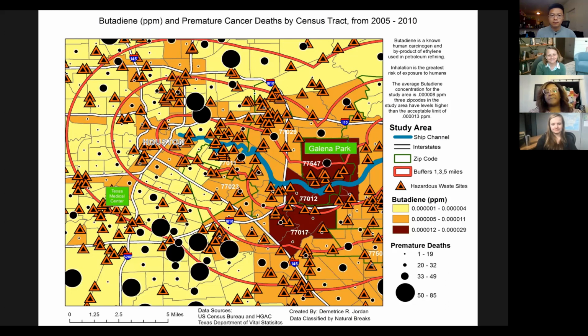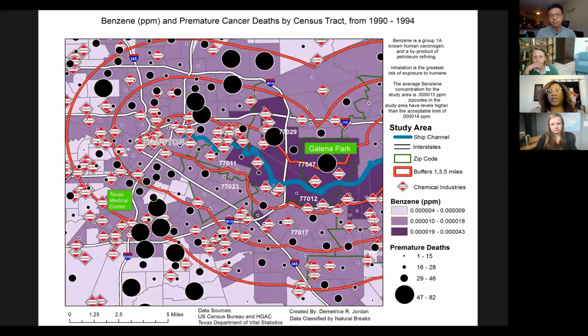Now we want to look at benzene exposure, which of course was the community's concern. The others were just add-ons. They didn't know that those were concerns. This was the one they were concerned about.